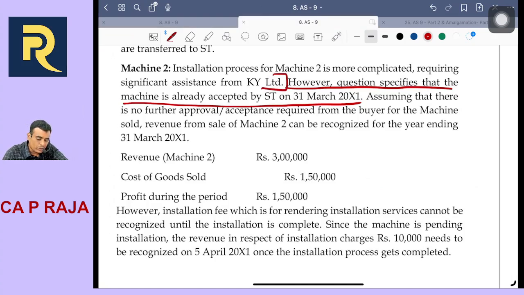Okay. Assuming that there is no further approval or acceptance required from the buyer for the machine sold, revenue from sale of machine 2 can be recognized in the year ending 31st March. Revenue is 3 lakhs, cost of goods sold is 150, profit is 150. So this answer is the same everywhere. The reason is that it is accepted.